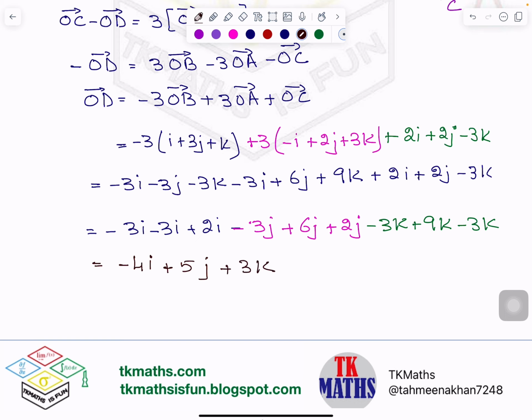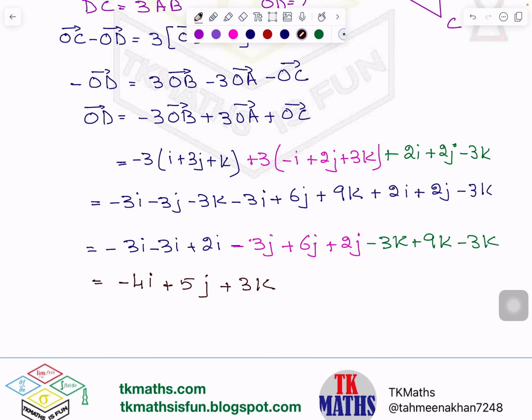I have a doubt in j. So let me check the j's again. Just give me a second. Minus 1 plus 3k plus k, correct? So yes, here is the mistake. That is minus 9j. So it is minus 9j. Then it will be 6, 7, 8 minus. Okay, so it is minus j. Now it is correct: minus j plus 3k. So this is how I have found my position vector OD.